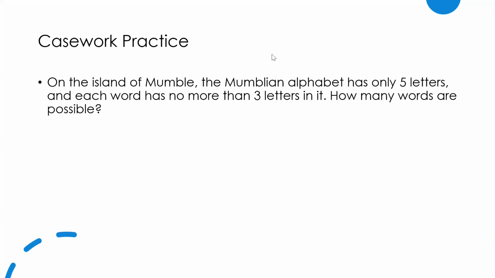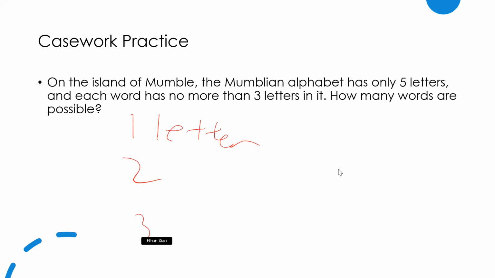All right, so I think I gave you enough time to do this. So here, let's go. On the island of Mumble, the alphabet has only 5 letters, and each word has no more than 3 letters in it, which means it can have either 1 letter, 2 letters, or 3 letters. So how many words are possible? There are 3 cases in this problem. Case 1, we have 1 letter. Case 2, we have 2 letters. Case 3, we have 3 letters.